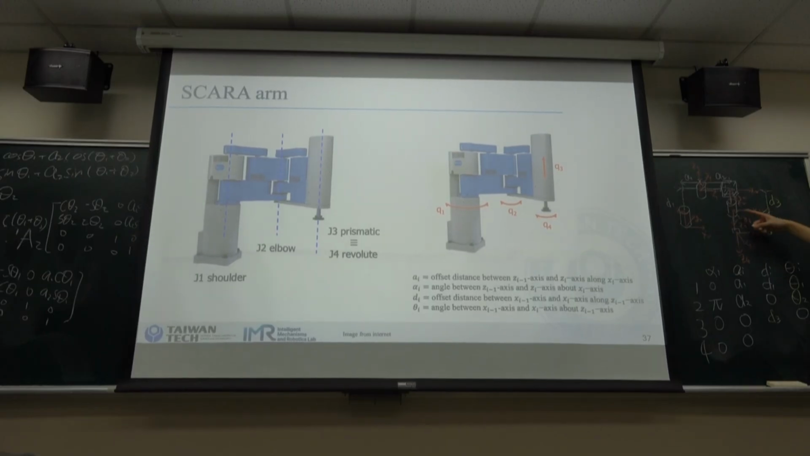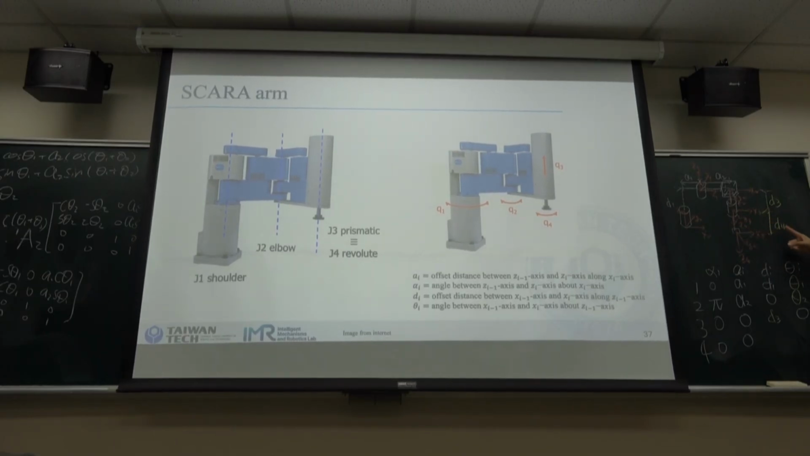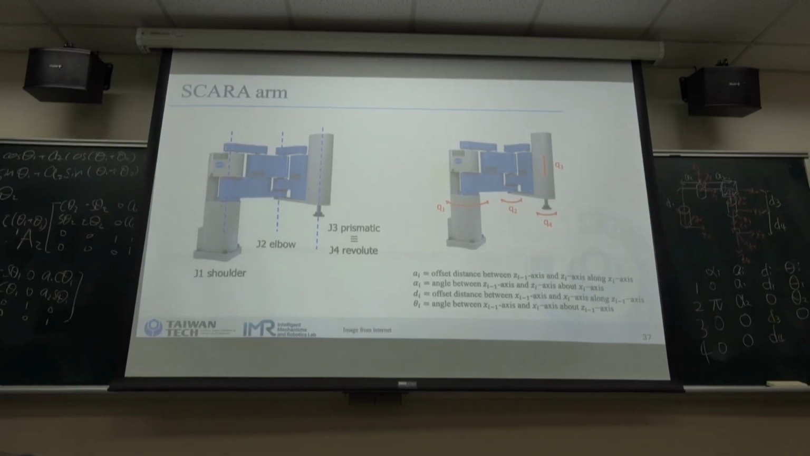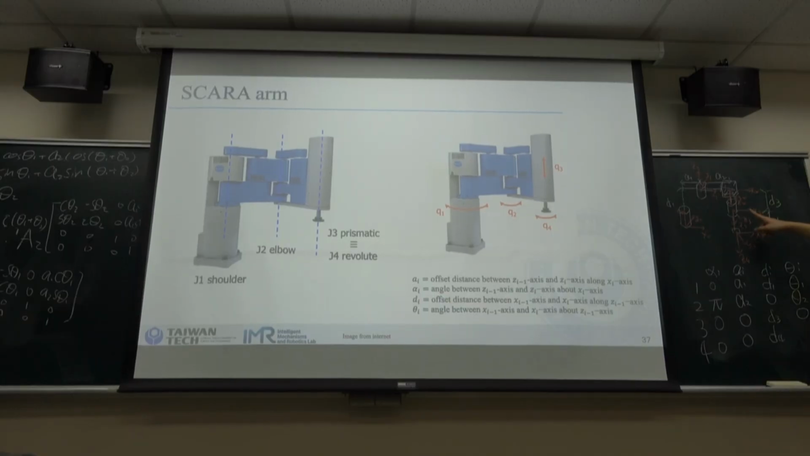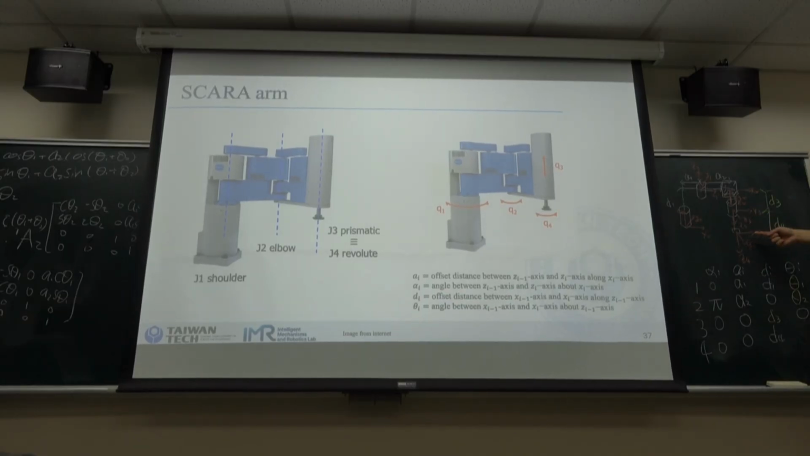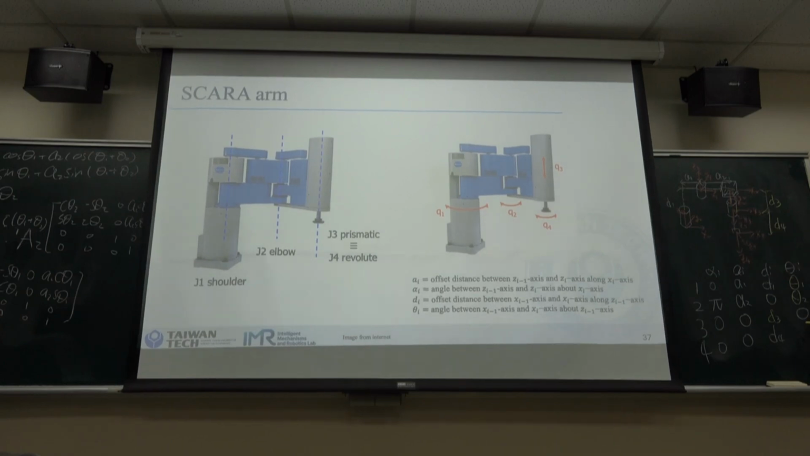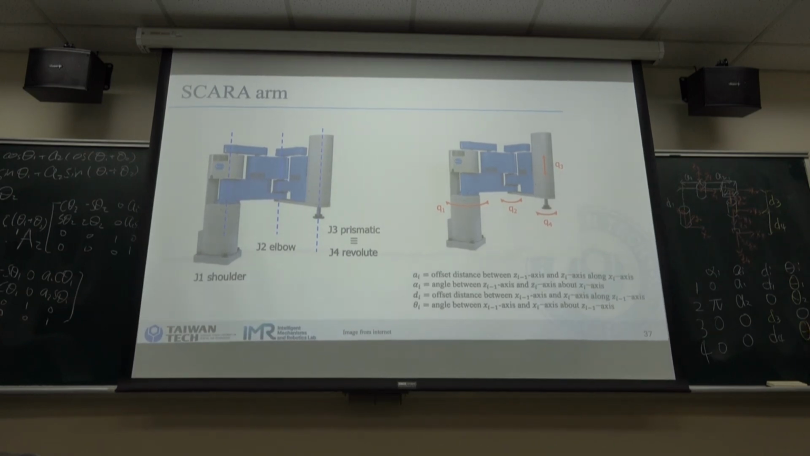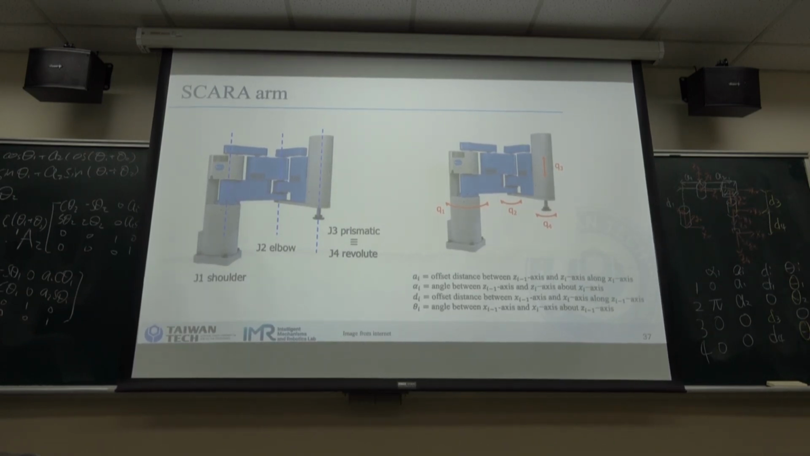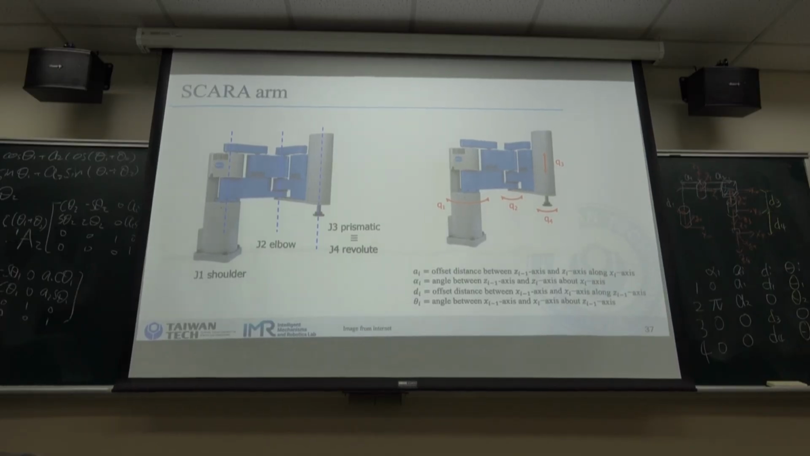And because this one is not a prismatic joint, this is a constant. And the last one is the X4 and X3, and about the Z3. Because this one is a revolute joint, we know theta 4 is a revolute joint. So by this, we already set up the DH parameters of the SCARA robot.